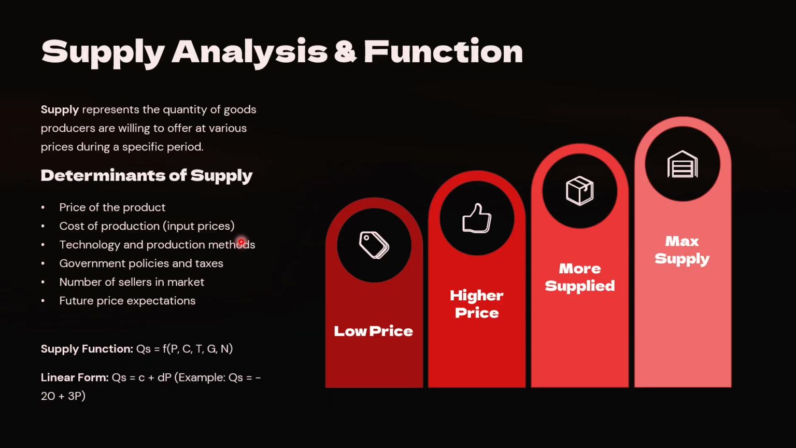Then supply analysis and functions. The determinants of supply are the price of the product, the cost of the product, technology and production method, government policies and taxes, the number of sellers in the market, and future price expectation. So these are the supply analysis and functions. Just go through this particular formula. It will give good marks.